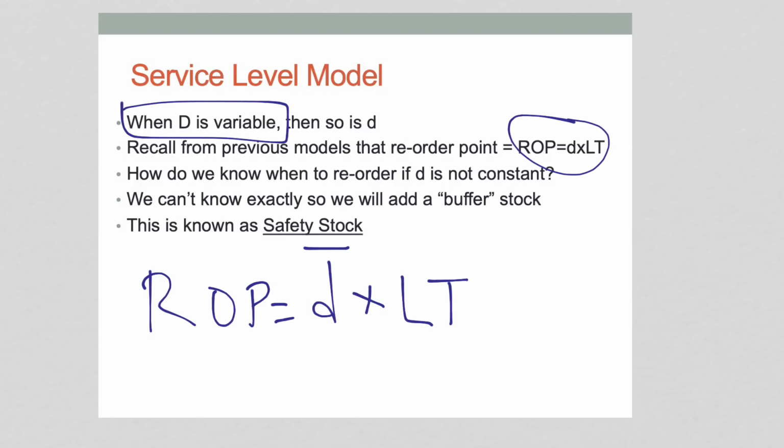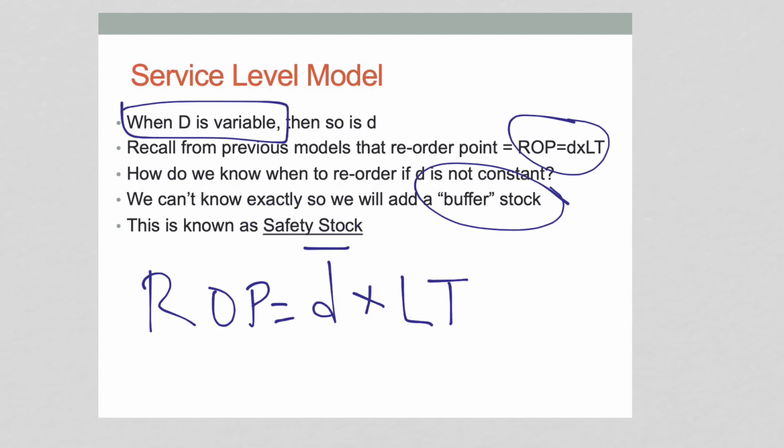But D is actually on average maybe 5 units per day, could be 6 units per day, could be 2 units per day, but on average it's 5 units per day. And therefore we have a problem because we may not order at the right time. So how do we manage that? We manage that by adding a bit of a buffer stock. And in inventory management, we call buffer stock, in fact, safety stock.